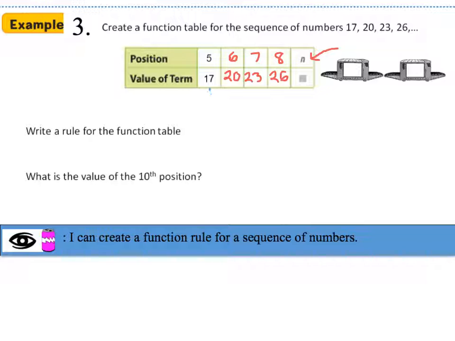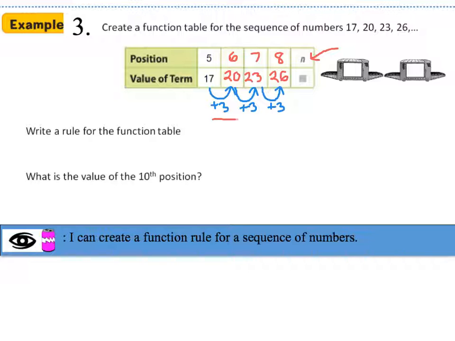To get from 17 to 20, I can add 3. To get from 20 to 23, add another 3. From 23 to 26, add another 3. So this is an example of an arithmetic sequence, because every time I move to a new position, the value of term is added by 3.